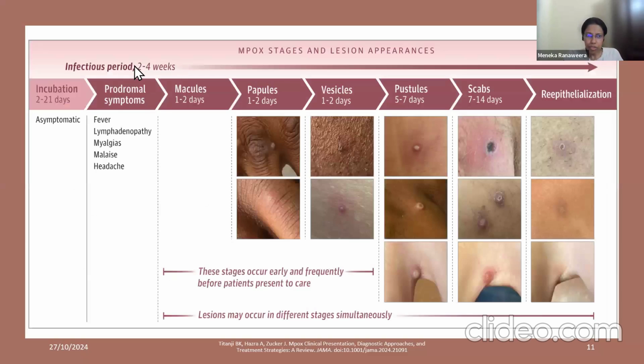So generally, following the incubation period and the prodromal symptoms, you get macules, and there is a progression from macules to papules, vesicles, pustules, then scabs, and you get your re-epithelialization. As I was saying, lesions may occur in different stages simultaneously.